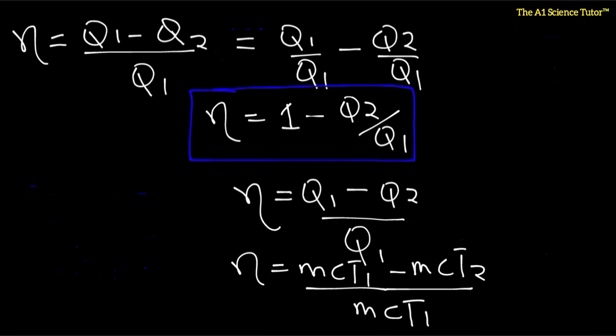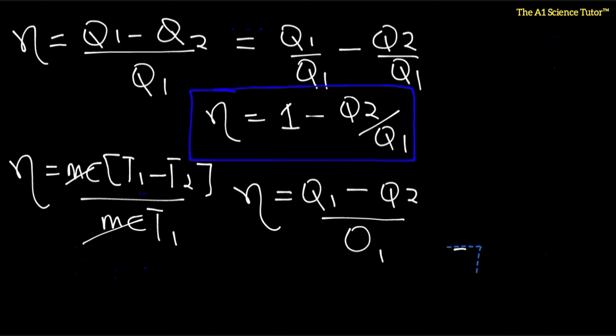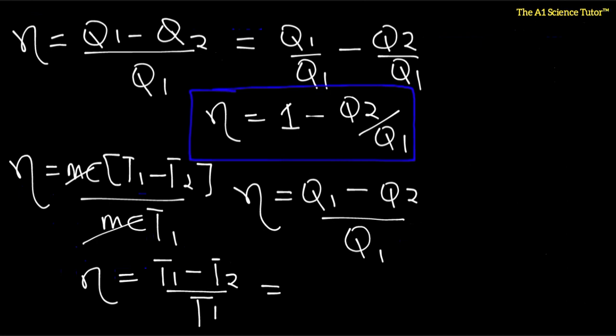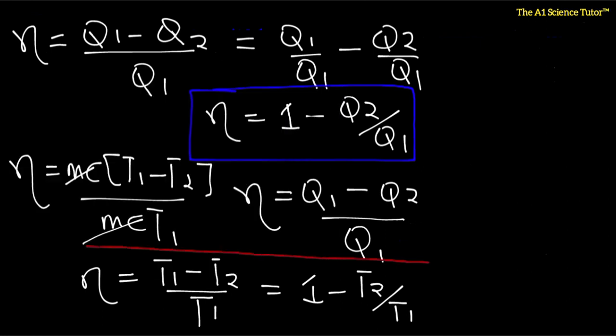Now, as you know, we could actually factor out m and c. So this is mc, and this will be T1 minus T2, and this is divided by mcT1. So mc cancels out, and we have a new equation for the efficiency of a machine, or an engine rather. So this is T1 minus T2, and that is divided by T1. Or you have 1 minus T2 divided by T1. So this is one other equation that you also need to hold very well at the back.